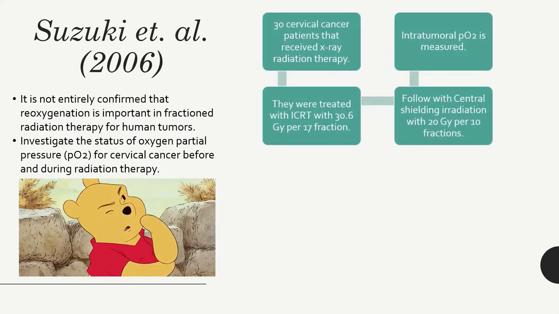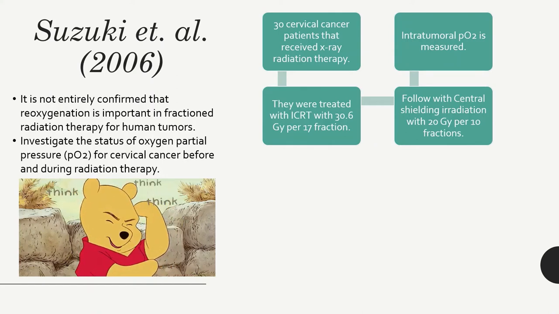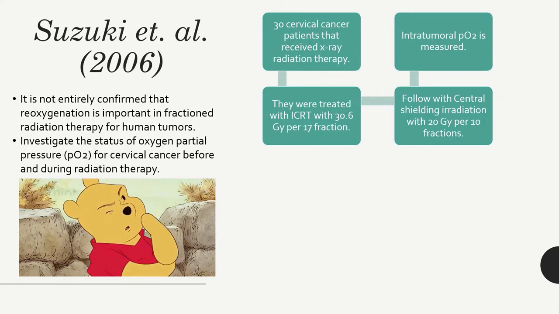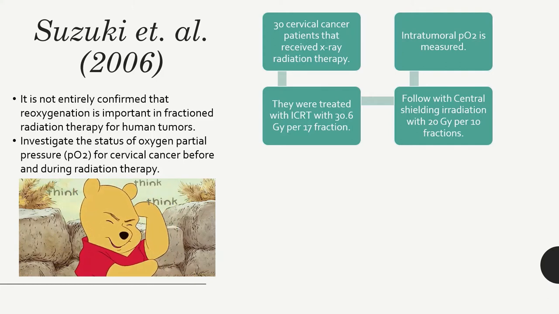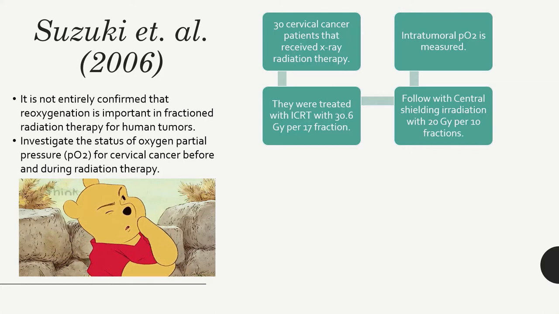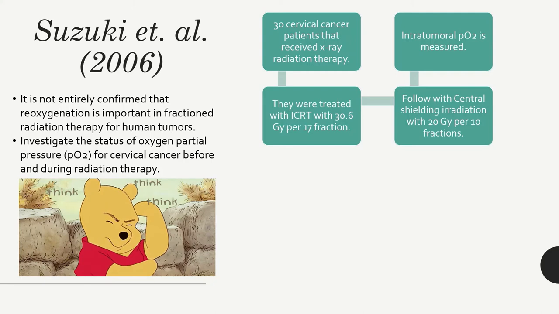So they involved 30 cervical cancer patients who received X-ray radiation therapy in their research. Researchers then treated these patients with ICRT with 30.6 gray for 17 fractions. And then after this regimen was complete, patients were followed with central shielding irradiation with 20 gray per 10 fractions. And the intratumoral oxygen partial pressure is measured.